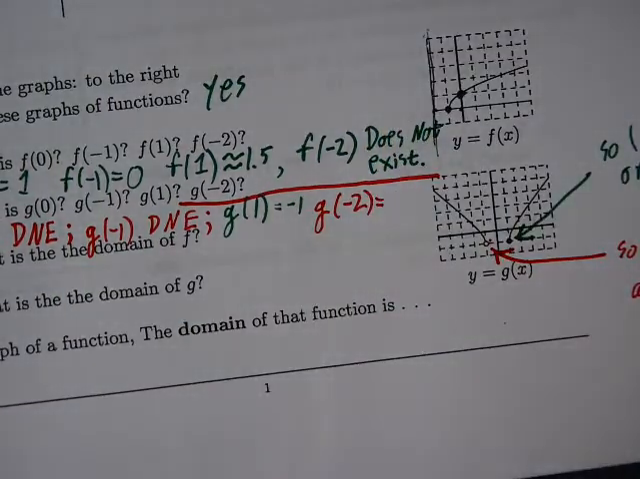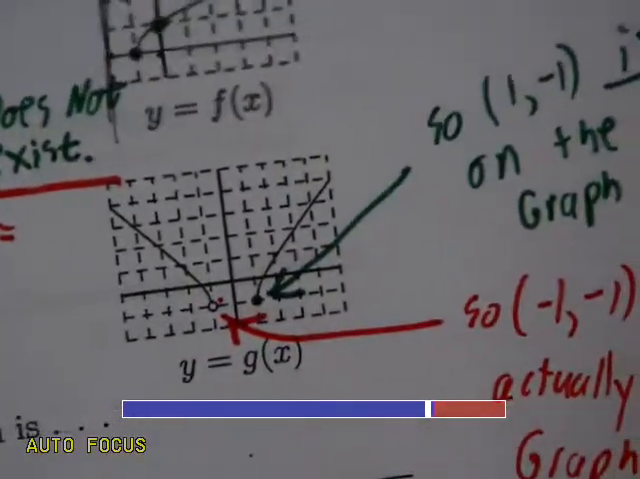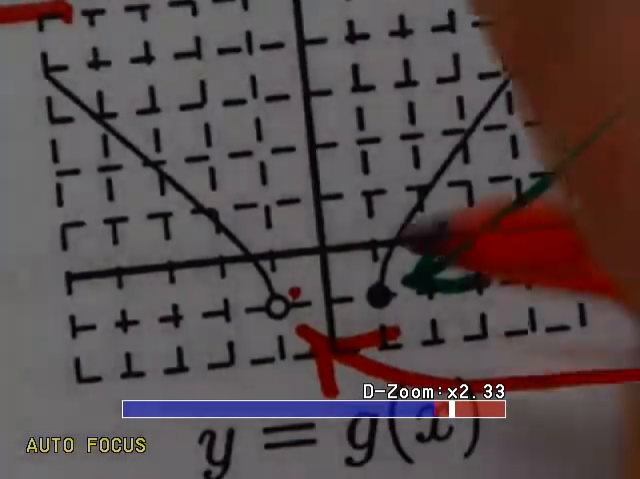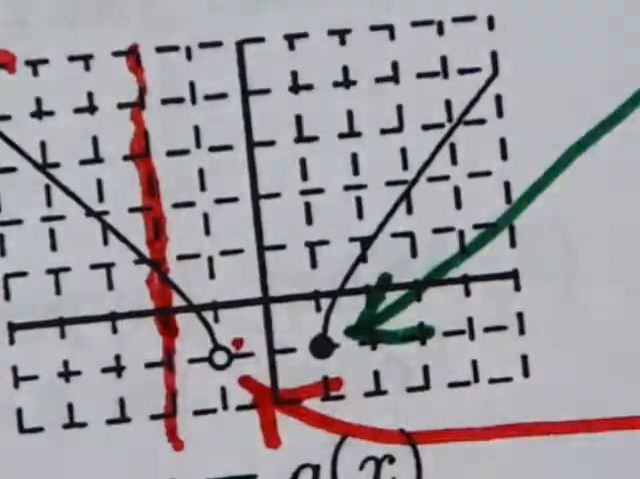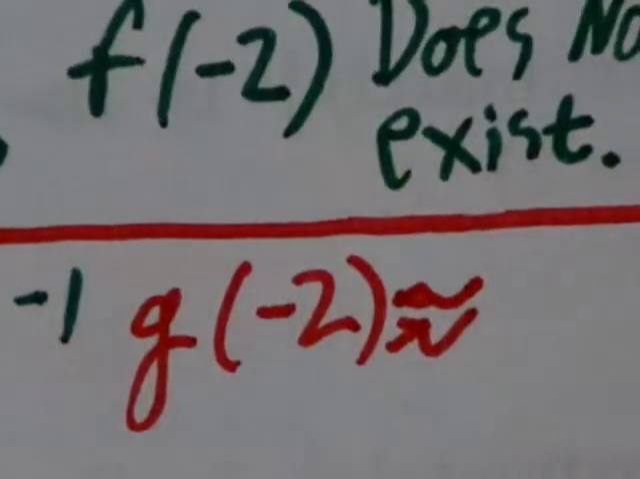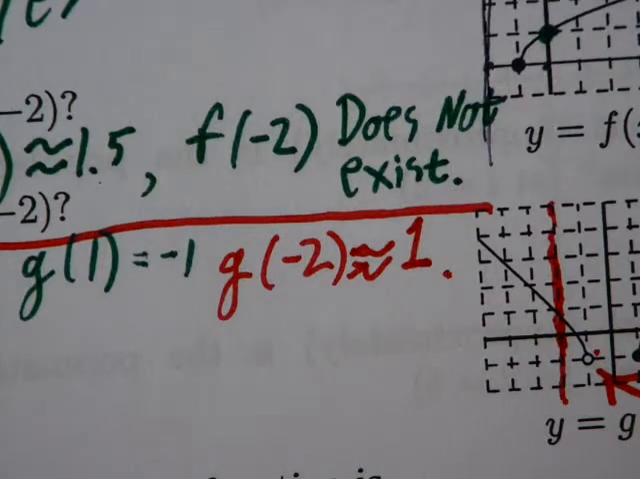G of negative 2. I think it does exist. So look at the graph. You'll look over an x value of negative 2. Does that straight vertical line cross the graph? At something close to 1. So it looks like g of -2 is approximately equal to 1. Nice.